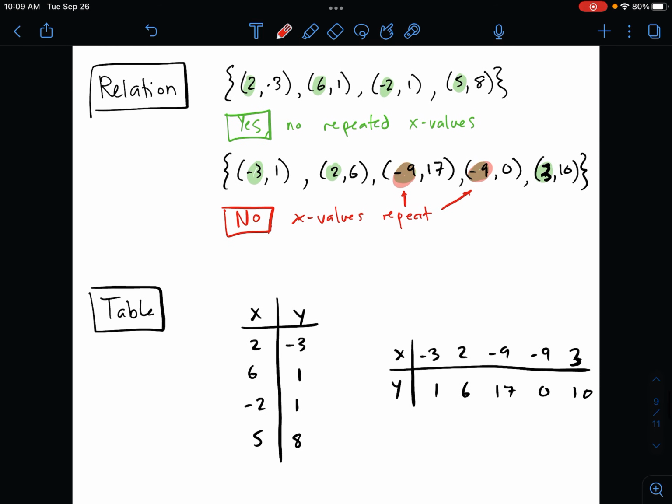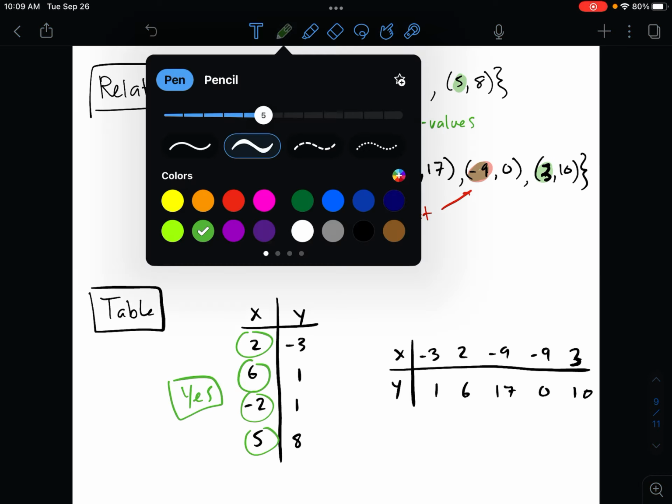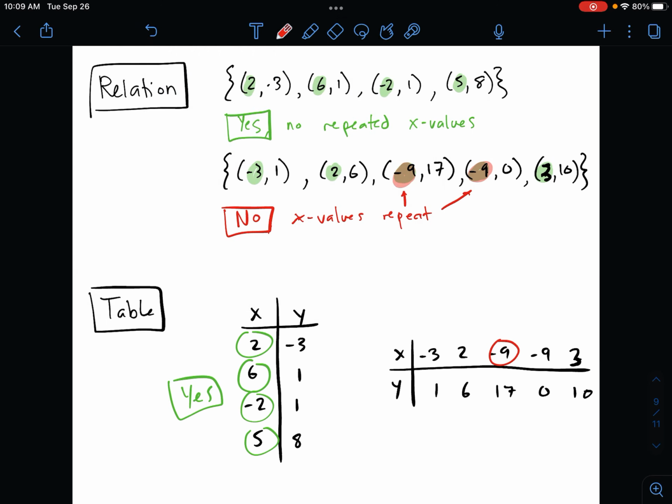All right, now I'm taking the same set of data and putting it in tables. So a table is just another way to show this relationship. You can see I've got the same x values, 2, 6, -2, 5. So I have all the same data here, I just presented it in a different manner, to get a different perspective. But again, these are going to be the same answer, so this will be yes. None of the x values are repeated, so that's a yes. And if I look at the other one, we can see that my x values, -9, repeat twice, so this is going to be a no.